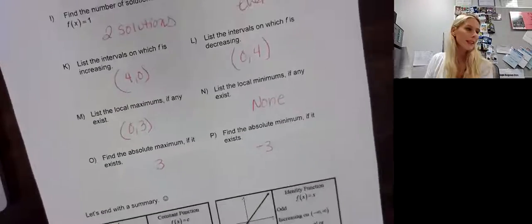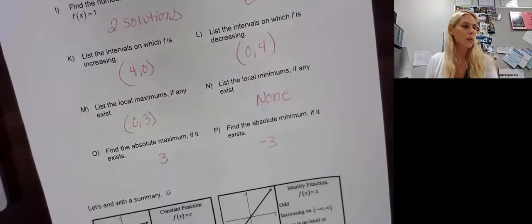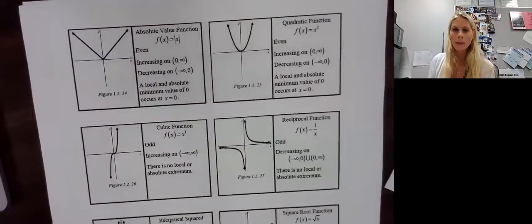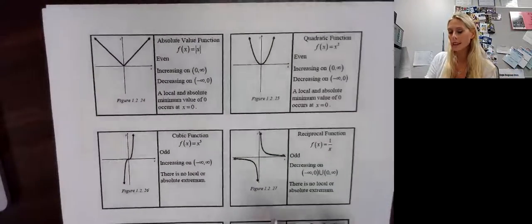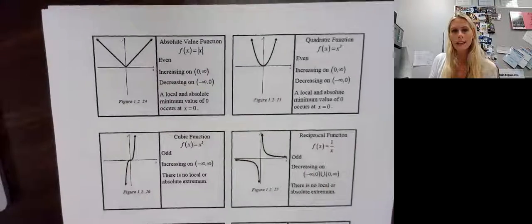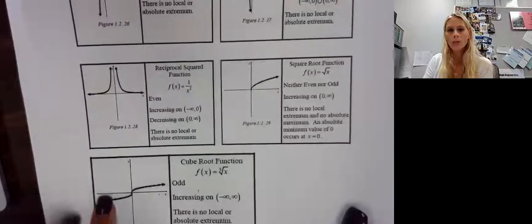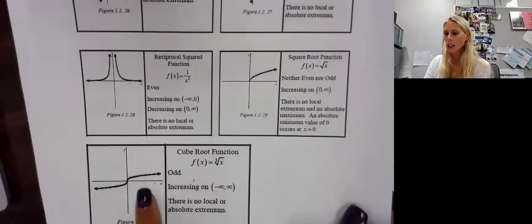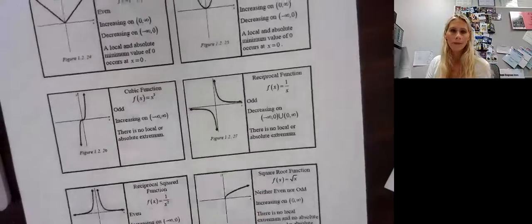Okay. And then it says here, we're going to just summarize everything. All it does is give you more of your graphs, and it really focuses on if it's even, where it's increasing, decreasing, local, and absolute. Okay, even, this one's odd, cube roots are odd, reciprocal functions, odd, cubics, odd, and then that's it. Sorry, that's calculus right there, guys.